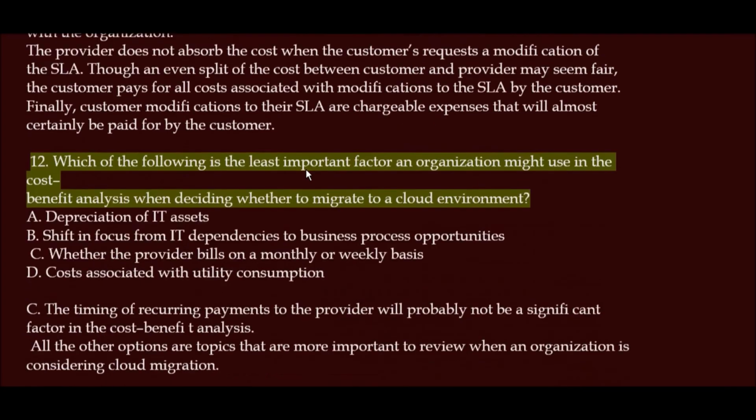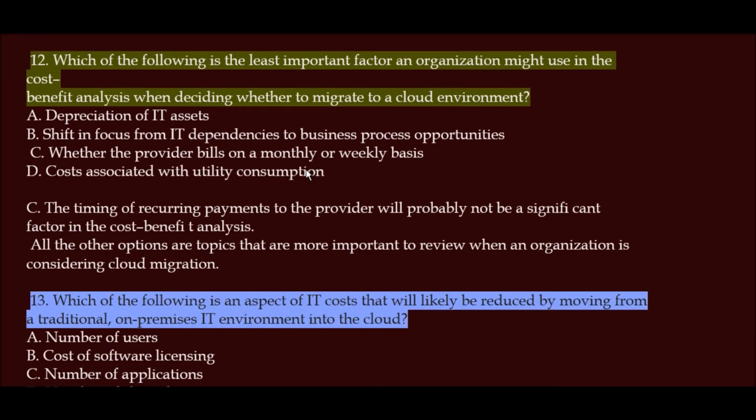Okay. Next question. Which of the following is the least important factor an organization might use in the cost benefit analysis when deciding whether to migrate to a cloud environment? Here, options A, B, C, D are given. Correct answer is option C, whether the provider bills on a monthly or weekly basis. Okay. The timing of recurring payments to the provider will probably not be a significant factor in the cost benefit analysis.